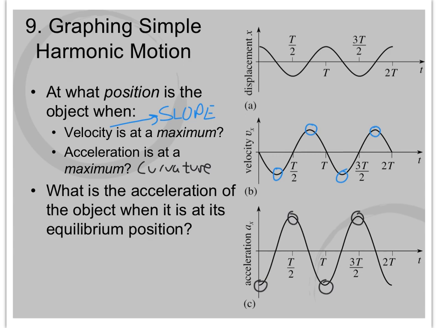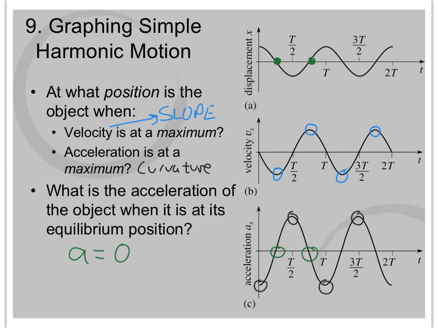All right, our final question here, we want to know what is the acceleration when it's at its equilibrium position. So we can either match up the displacement when we have zero displacement to those points on our acceleration graph and see that our acceleration is zero at those points. But we also can think about this in a few other ways. Number one, we know that the restoring force for simple harmonic motion is proportional to the displacement. So if we have zero displacement, that means we have zero restoring force, and that would match up with zero acceleration. We can also look at this from a graphical standpoint.